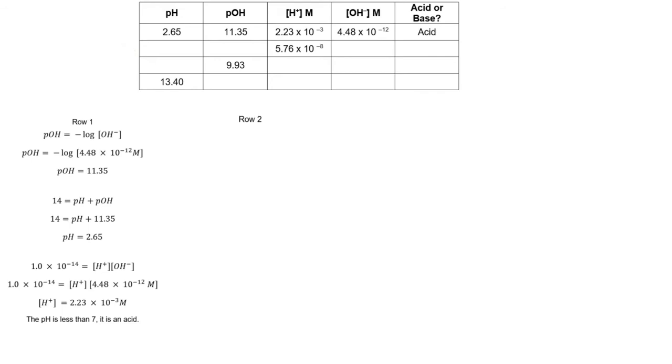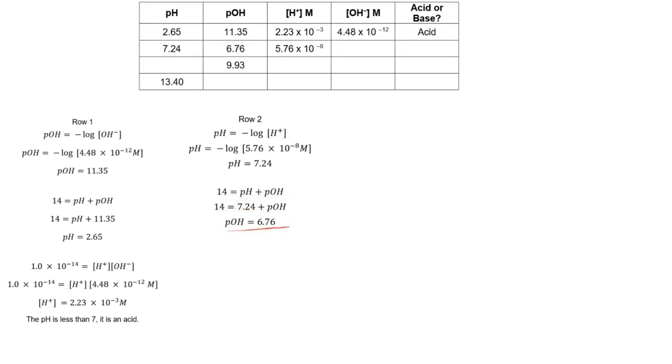This time I'm starting with my hydronium concentration or my H+ concentration. So let's calculate pH. Here is my equation. I plug in my hydronium concentration and I get a pH of 7.24. Now that I have my pH, I'm going to go ahead and calculate my pOH. Here is my equation. Plugging in my value for pH, I get a pOH of 6.76.